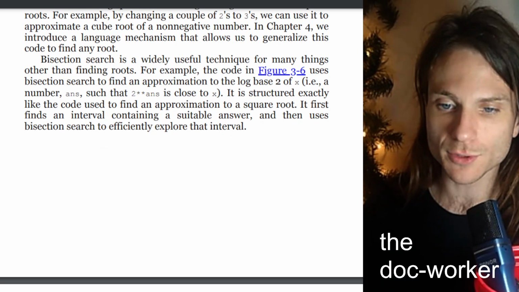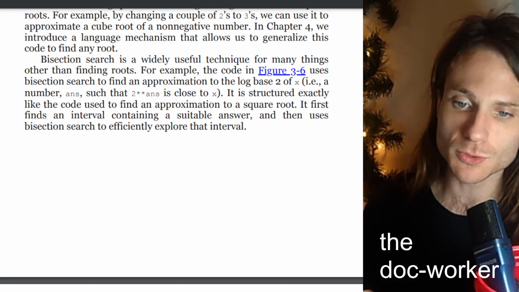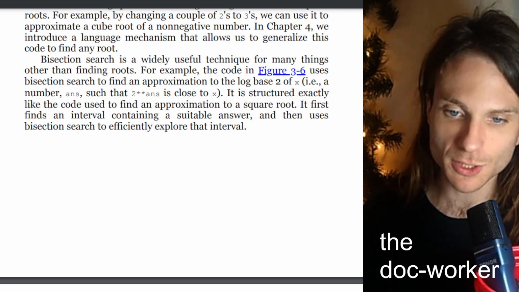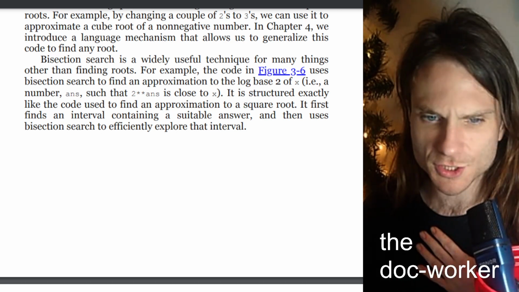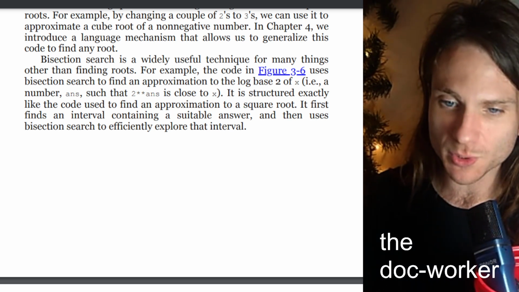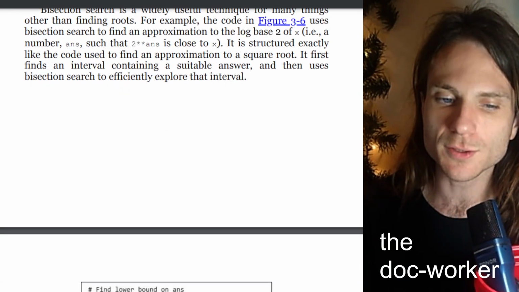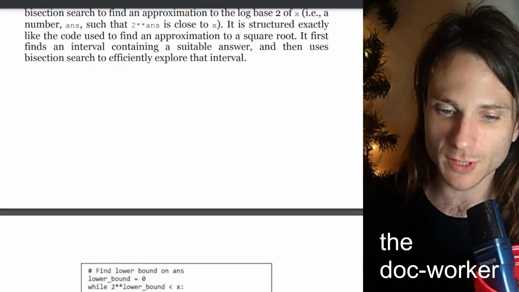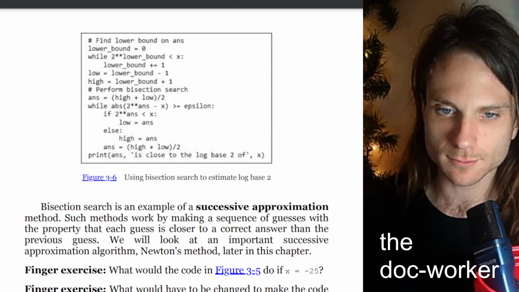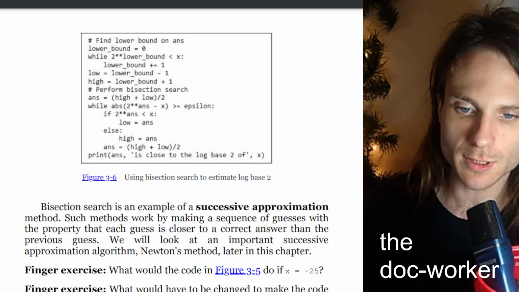For example, the code in Figure 3-6 uses bisection search to find an approximation to the log base 2 of x, i.e. a number, ans, such that 2 to the ans power is close to x. It is structured exactly like the code used to find an approximation to a square root. It first finds an interval containing a suitable answer, and then uses bisection search to efficiently explore that interval. If you just want to pause and look at that, it is just a re-implementation of the same thing, so I'm not going to read it out.